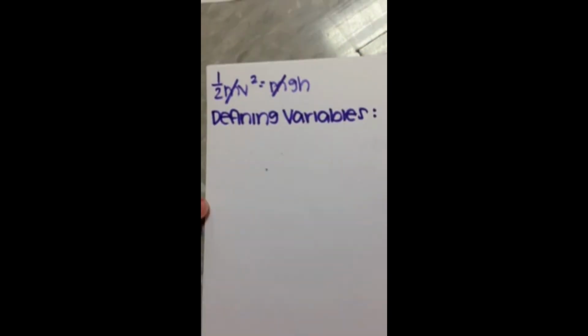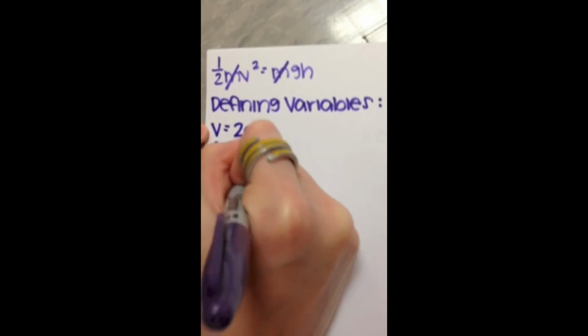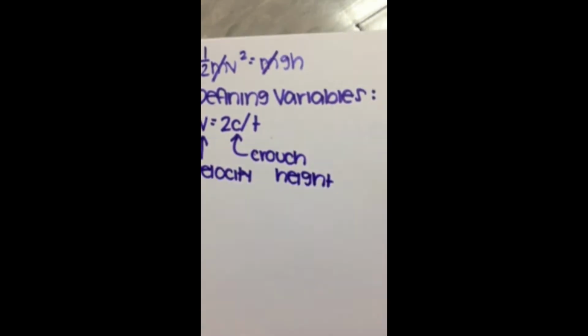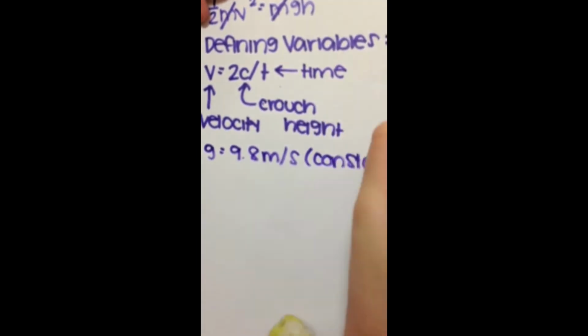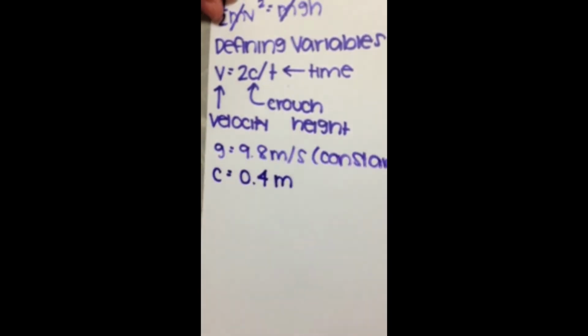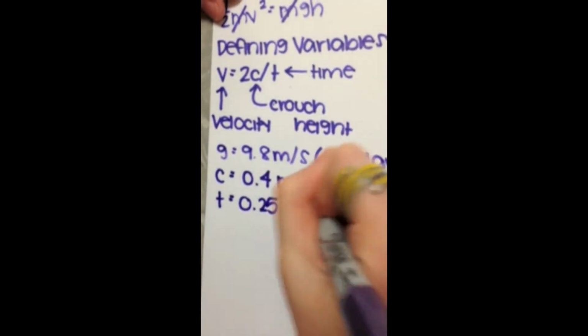Because mass is on both sides, you cross it out. Then you find velocity. Velocity equals distance over time. For distance, we use the crouch height times 2 because it is the distance you move before you leave the ground. Gravity is 9.8 meters per second, and the given crouch height is 0.4 meters, and the time is 2.25 seconds. Thus, the velocity is 3.2 meters per second.